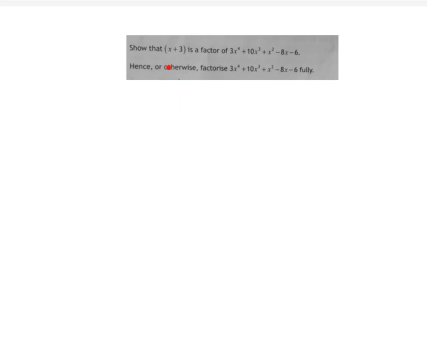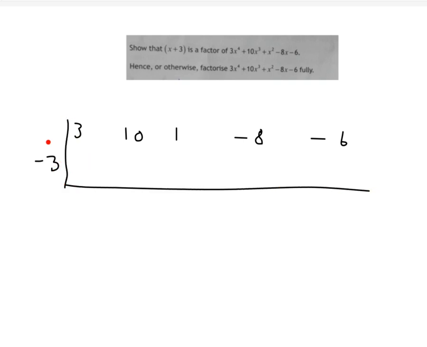Well, the first part is fairly straightforward. I won't read the question to you, but we need to check that x plus 3 is a factor of this quartic. We can write down the coefficients, 3, 10, 1, negative 8, negative 6. And because we're dividing by x plus 3, check negative 3. So bring down the 3.